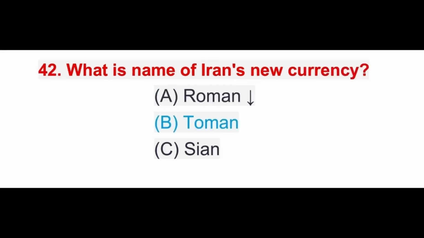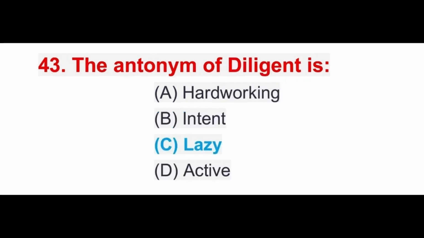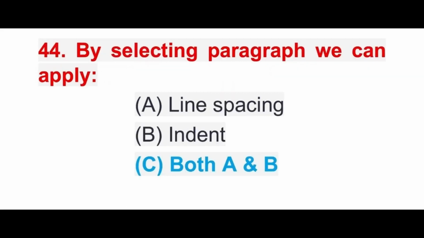Question number 42. What is name of Iran's new currency? That answer is Toman. Question number 43. The antonym of diligent is. That answer is lazy. Question number 44. By selecting paragraph we can apply. That answer is line spacing and indent.